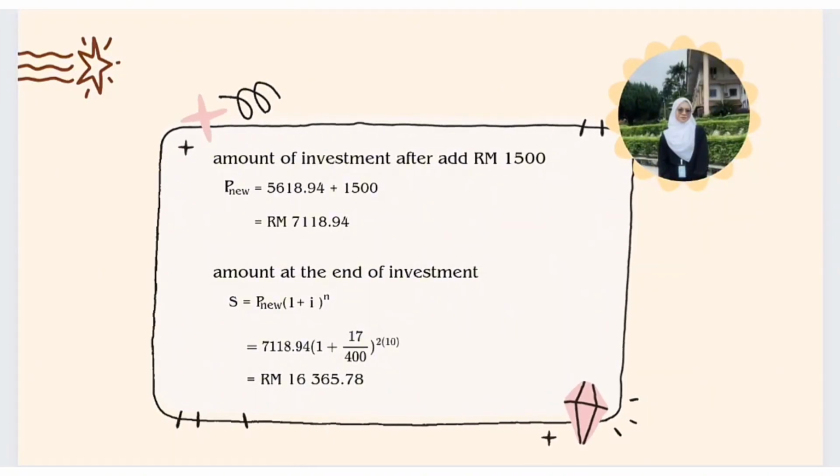Next, we must find the amount of investment after adding 1,500. P new equals 5,618.94 plus 1,500 equals 7,118.94. Lastly, we need to find the amount at the end of the investment. The formula is S equals P new(1 + i)^n. 7,118.94(1 + 17/400)^(2 × 2) equals 16,365.78.